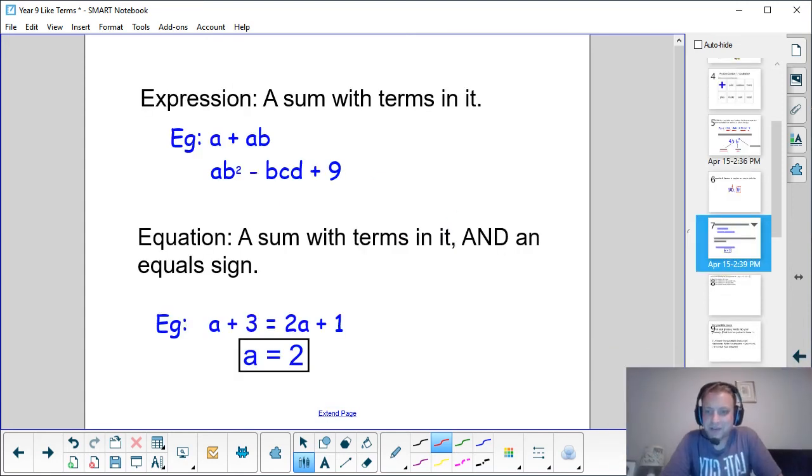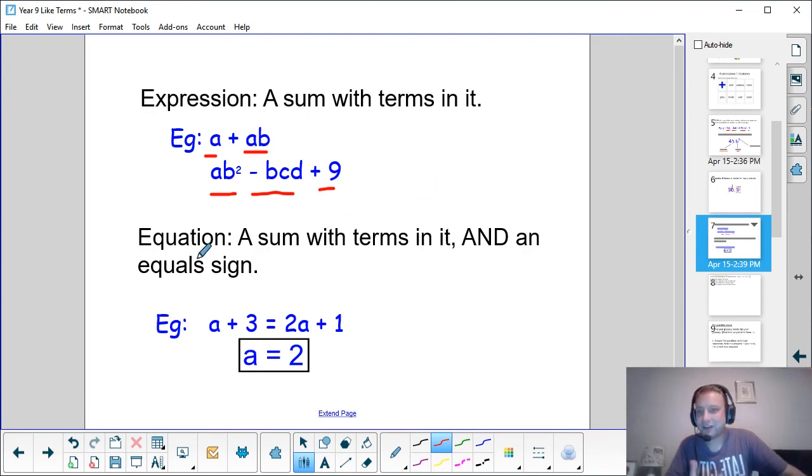And your last vocabulary terms that you'll need for this lesson and for future lessons are expressions and equations. You've got to know what they are. You've got to know the difference between them. So we're mainly going to be working with expressions for this half of the term. So an expression is when you've just got a sum that has some terms in it. So a plus ab is an expression. It's just a bunch of stuff with some pluses and minuses in between it. Ab squared, take abcd plus 9 is an expression as well. They're called expressions because they're just a statement that don't really have an answer.